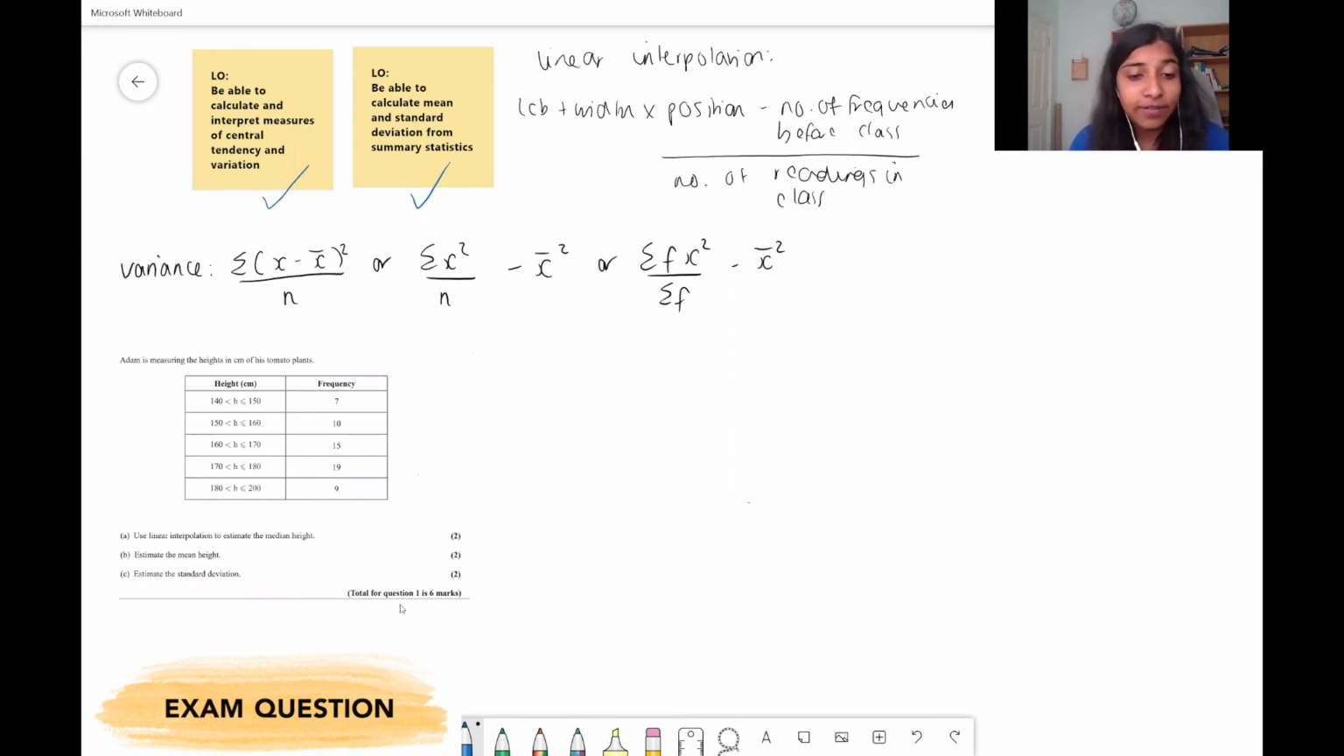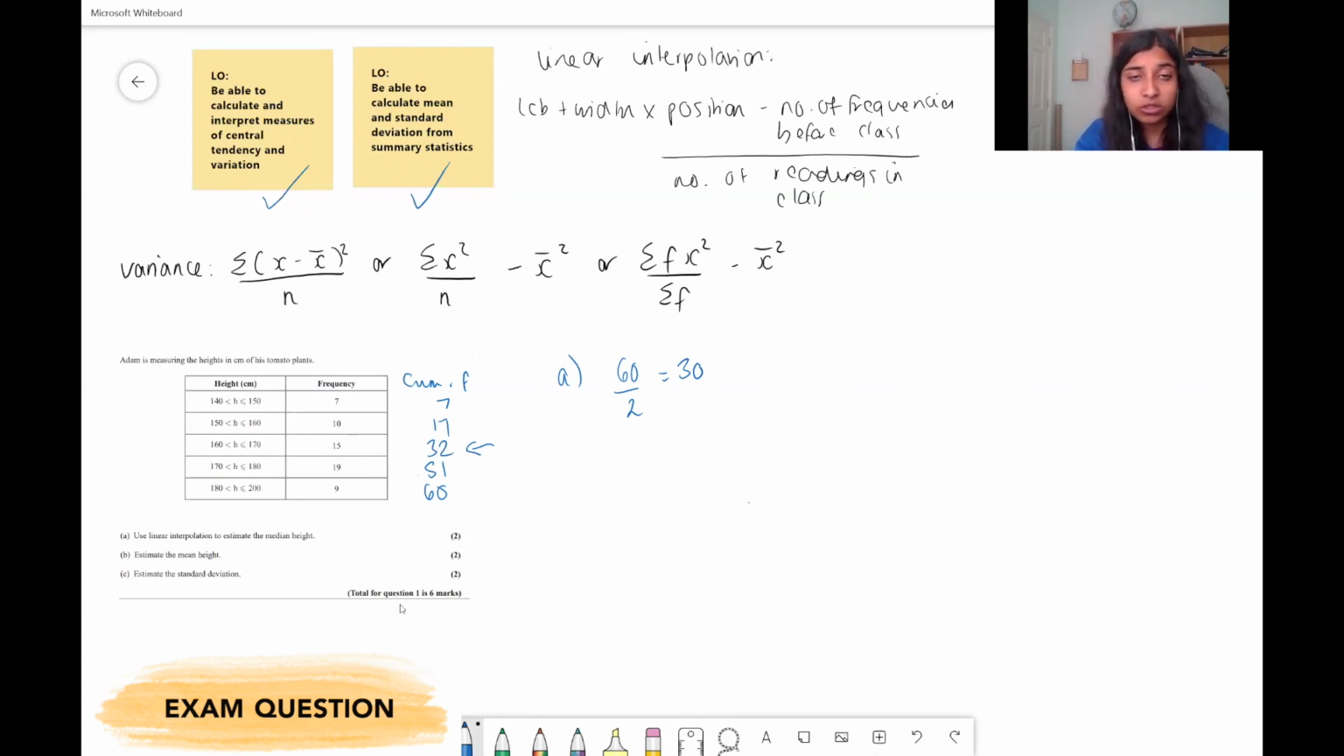So to do this, the first thing we want to do is just work out our cumulative frequencies. So that would just be 7 plus 10 is 17, and then 17 plus 15, that's just 32. 32 plus 19, we would get 51 plus 9, so 60. So now we want to work out the position of our median. So that would just be 60 divided by 2, which is 30. So then we want to work out what class this lies in. And then 30 would lie in this class here, 160 to 170.